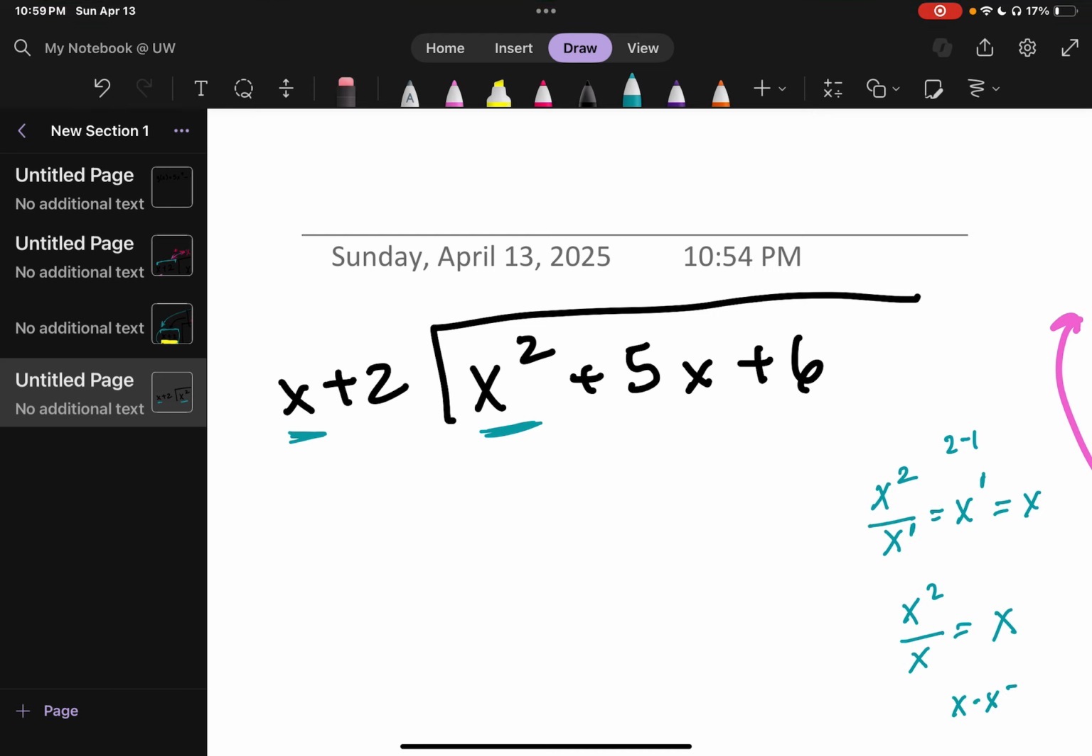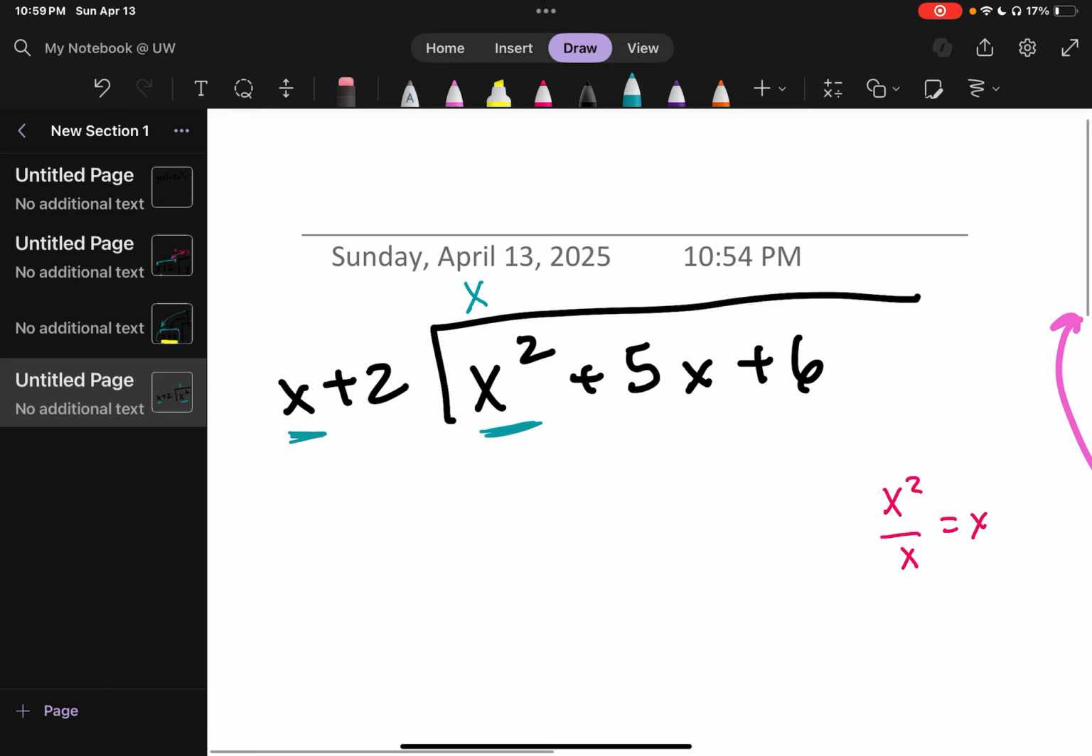Also, x times x is equal to x squared. Great. So we got an answer on that, right? We said x squared divided by x is x. So once we divide that, we get x. We put that answer right there. Now, we multiply this by the entire thing.